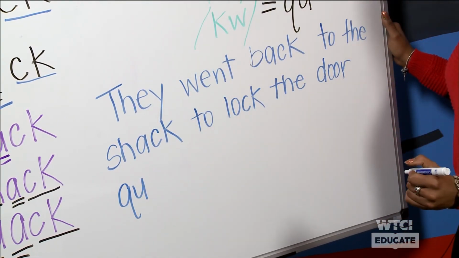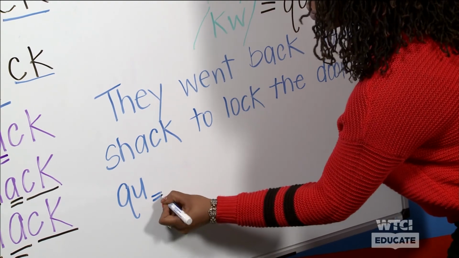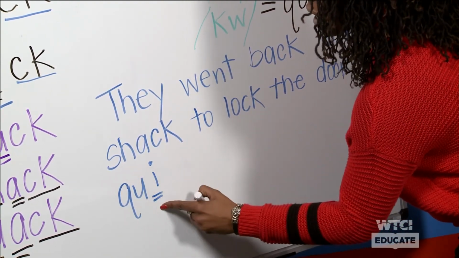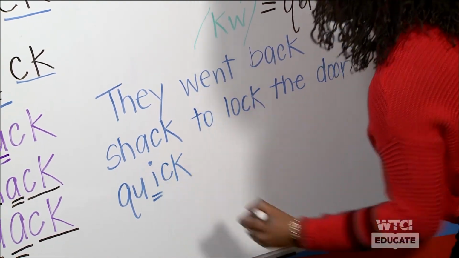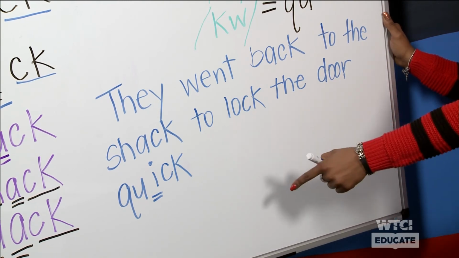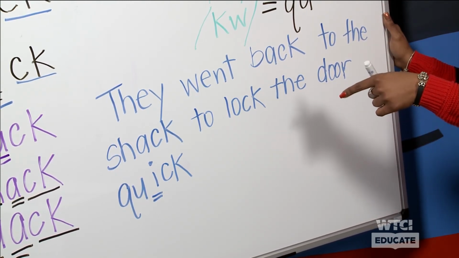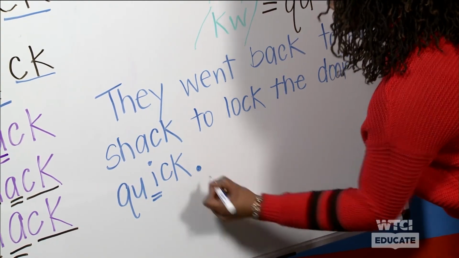What is it? What short vowel sound is it? You should have written the letter I. Quick. I hear that K followed by a short vowel sound. And what do we know goes at the end of a sentence? What type of punctuation do we want? Period will be just fine for this sentence.